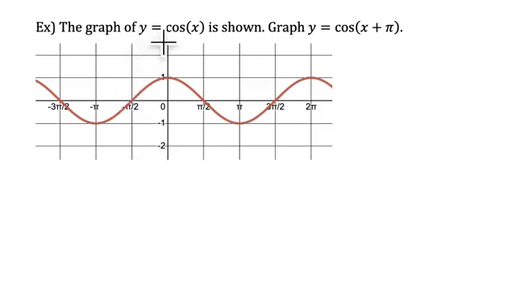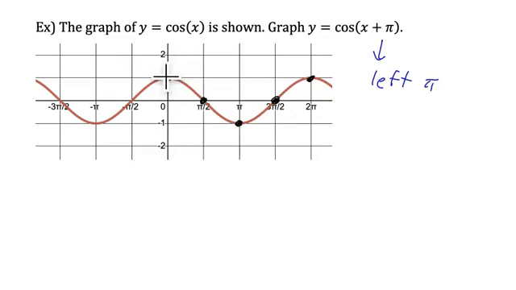So on this one, we have the graph of cosine of x shown, and we're going to graph y equals cosine of x plus pi. Since the plus pi is inside the parentheses, we're going to move left pi radians. Notice on the x-axis, to move pi units to the left, we'll have to go 2 grid marks to the left. I've highlighted the points that I'm going to shift to the left.